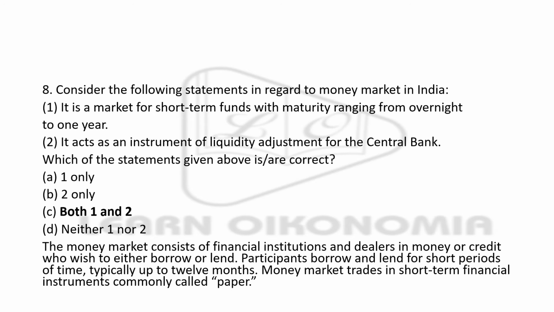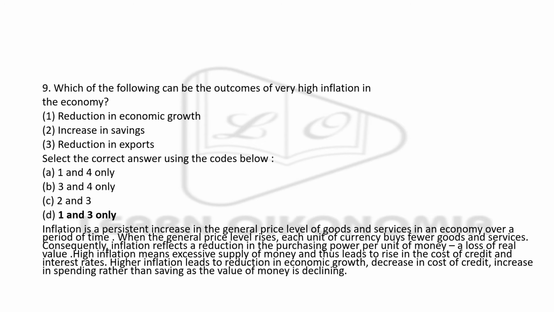Next question, consider the following statements with regard to money market. It is a market for short-term funds with maturity ranging from overnight to 1 year. It acts as an instrument of liquidity adjustment for the central bank. Both are correct. Because we have to understand that the financial market could be divided into money market and share market. The money market deals with short-term funds, and the share market deals with long-term funds. Participants borrow and lend for short periods in the money market. Money market is a platform where both the borrowers and lenders could meet together, and it trades in short-term financial instruments, which are known as paper.